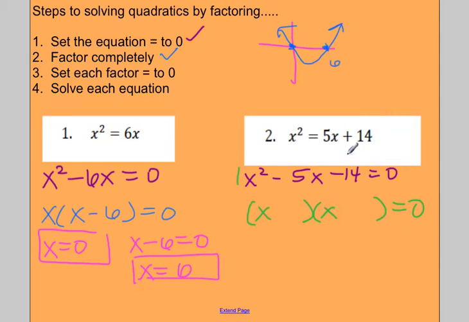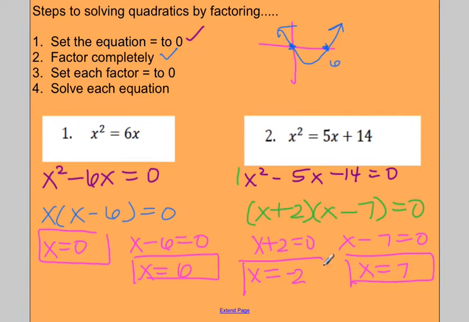And I say what multiplies to negative 14 but adds to negative 5. So 1 times 14 and 2 times 7 are my options. I'm going to go with 2 and 7 because if I have negative 7 plus 2, that's negative 5. And 2 times negative 7 is negative 14. Okay, that's step 2. Step 3, set each part equal to 0. So I have x plus 2 equals 0 and x minus 7 equals 0. So I solve this, subtract 2, so x equals negative 2. Solve this, x equals 7. Those are my 2 answers.